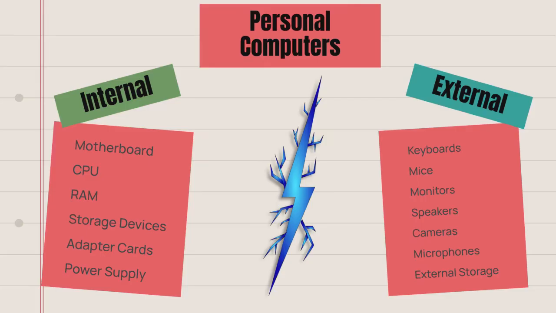Personal computers and system cases. At its core, a personal computer is divided into two categories: internal components, protected inside of a system case, and external peripherals that users interact with directly. Inside the case, we find the motherboard, CPU, memory, storage devices, adapter cards, and the power supply. Outside the case, peripherals include keyboards, mice, monitors, speakers, cameras, microphones, and external storage.